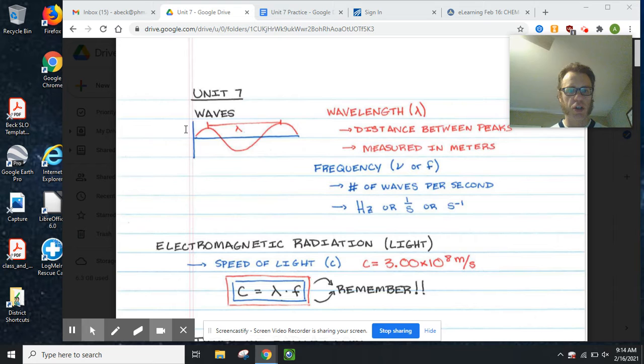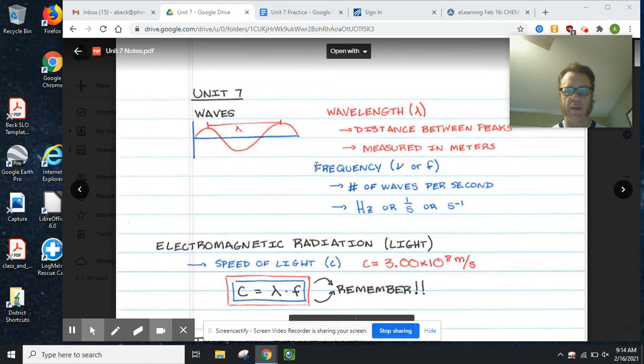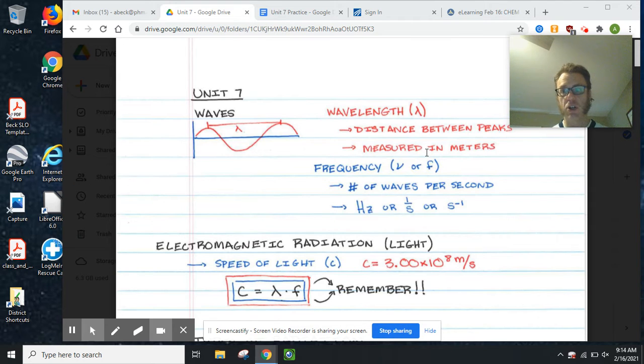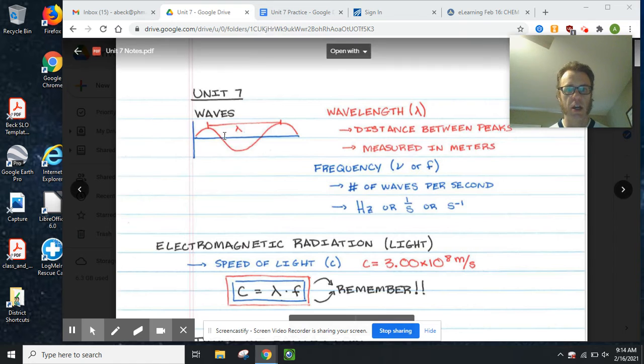In light, when we start doing this, we have to talk about waves because it moves in waves. And the distance from the peak to peak is lambda. We call lambda wavelength. Like you see here, it says distance between peaks. This is measured in meters. We're going to have to pay attention to our units when we do this. The wavelength is measured in meters.